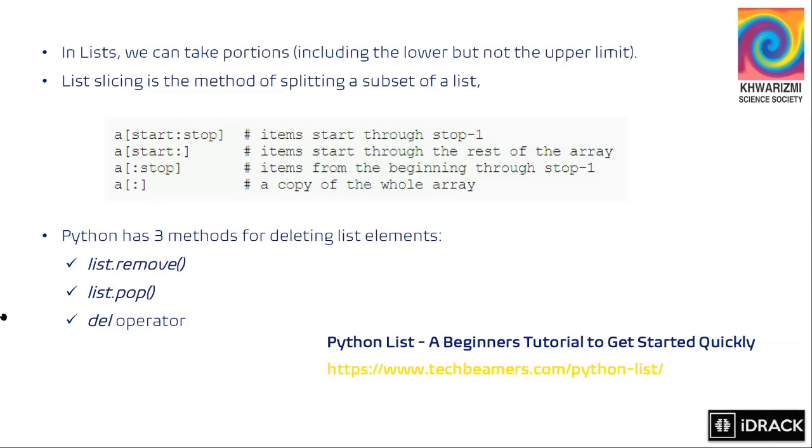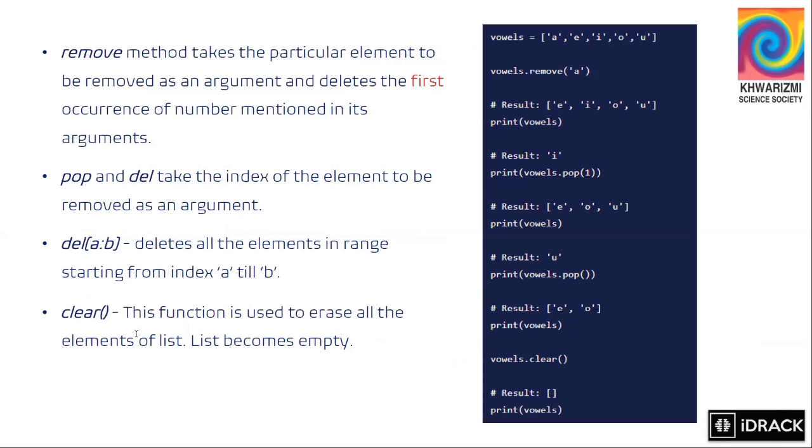Like we discussed earlier on the remove and pop functions, there are essentially three methods that you can use for deleting list elements. There was the remove function, there is the pop function, and there's also a delete operator that you can use. So here are examples of how it would work.